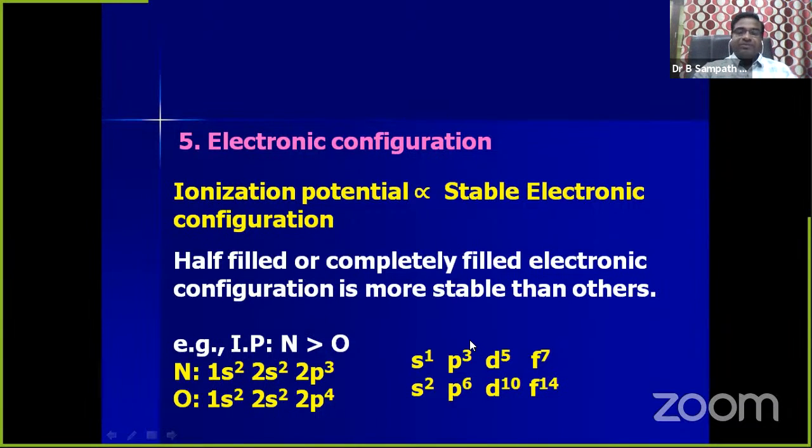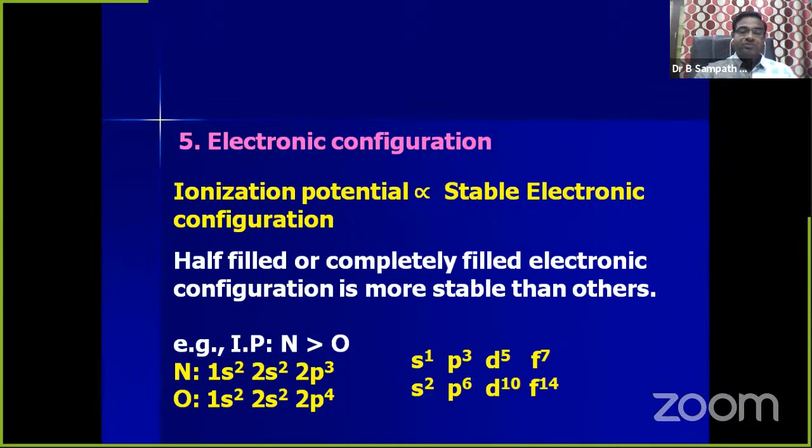Let us see one example. Here, the ionization potential of nitrogen is greater than oxygen. If we compare the ionization energy of nitrogen and oxygen, first we have to see whether they belong to the same period or the same group. If we see that, then easily we can know the IP values. We know very well what happens to IP values in periods and groups.